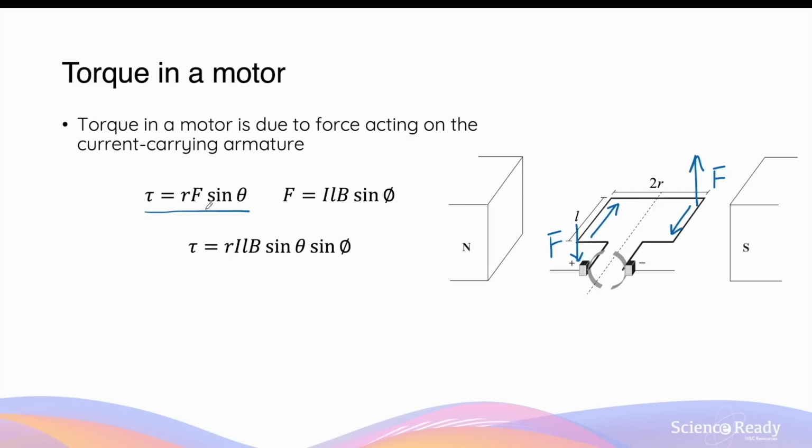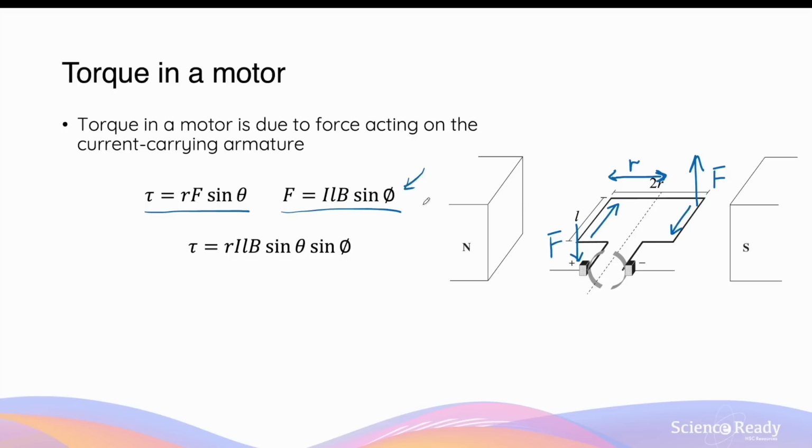R is, of course, the distance between the point at which the force is applied and the point at which the armature rotates, which is in the middle of the armature where the axle lies. So this is R over here. The magnitude of force that is applied on the armature is due to the fact that we have a current carrying conductor, that is the coil, inside a magnetic field. So we can bring back our previous equation, F equals ILB sine theta.